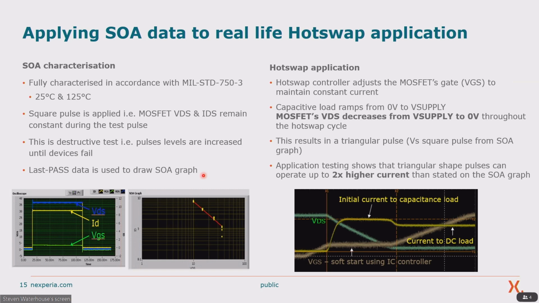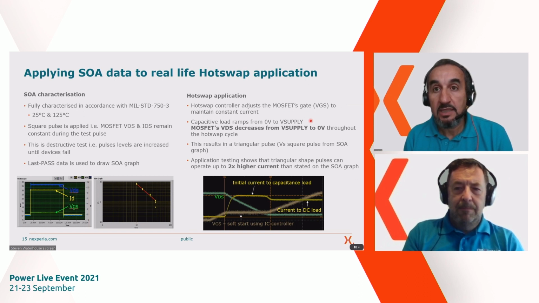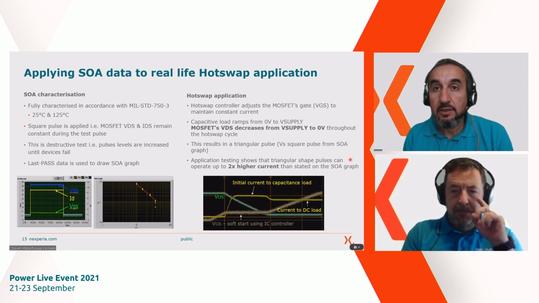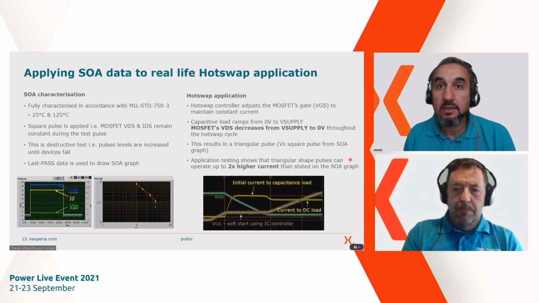However, looking at the real life application, which is on my right, what tends to happen is that as the capacitive load is charging, the VDS across the MOSFET decays. So it starts with the full voltage appearing across the MOSFET, and then as the capacitive load is charging, the VDS decays. That results in a triangle pulse rather than a square pulse. And the theory, which has been verified and I'll go into in a moment, is that with the triangle pulse, the current capability is twice as much as what you get with the square pulse. If I go on to the next slide, please, Stephen.